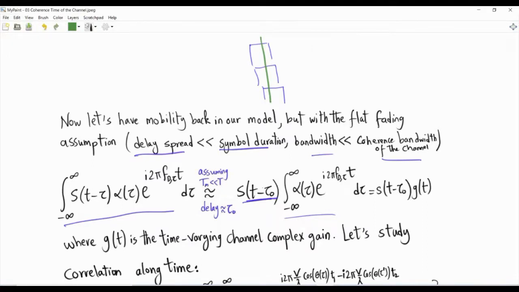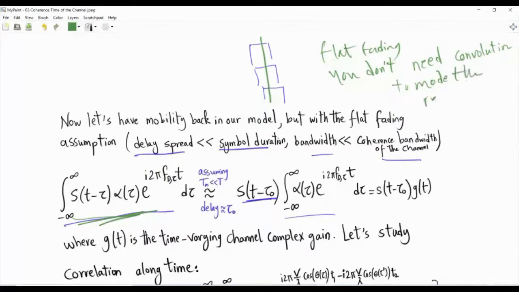Okay, and so now what we can do, assuming that the delay spread is much smaller than the symbol duration, and so the delay is approximately tau, because the delay spread is small, it means that the difference between tau min and tau max is small. You can just say that there is some delay tau zero. Again, this is to model, to get something tractable. Then for our received signal model, you do not need the convolution integral. Okay, so this is flat fading, you don't need convolution to model the received signal.